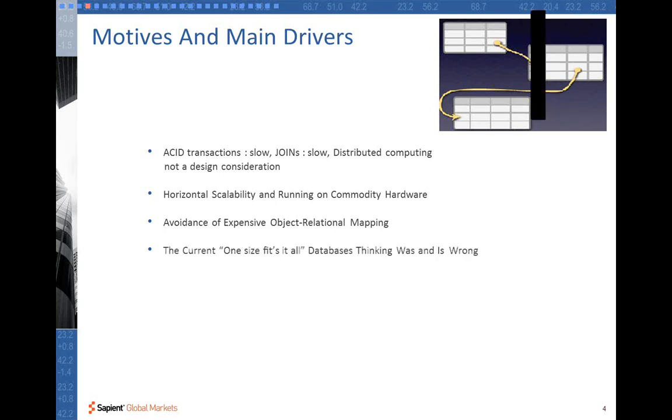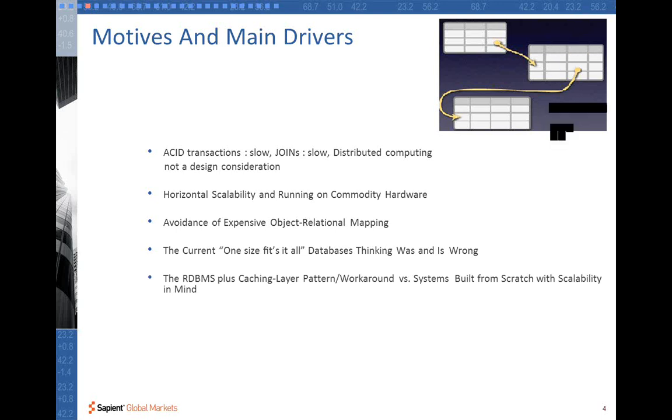Now, we move on to another point, which is that the one-size-fits-all database thinking was and is wrong. Now, a growing number of application scenarios cannot be addressed with traditional database approaches. Now, the alternative towards RDBMS can be explained by two major trends. One is the continuous growth of data volume, and two, the growing need to process larger amounts of data in shorter time.